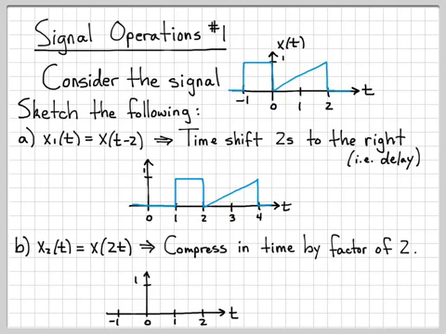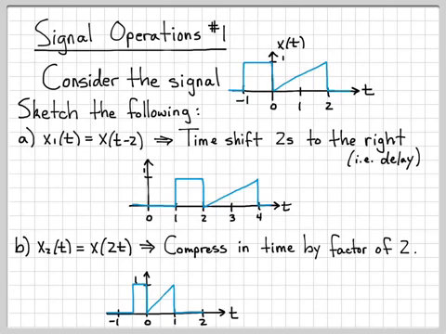So again, what I like to do is go back to the original picture and look at each value. What used to happen at time 2 will now happen at 2 divided by 2 because my compression factor is 2. So that's going to happen at 1. What used to happen at 0 still happens at 0 because 0 divided by 2 is 0. What used to happen at minus 1 will now happen at minus 1 divided by 2, a negative 1/2. So this edge will now occur at minus 1/2.